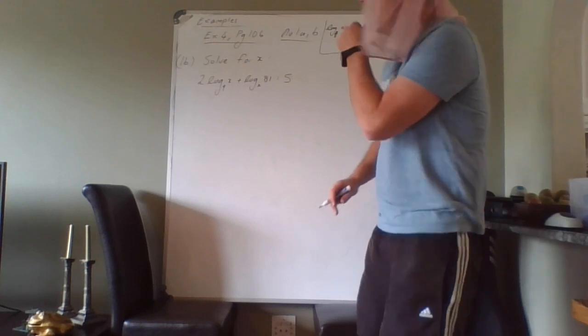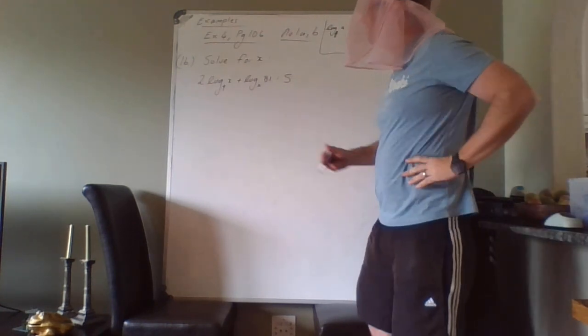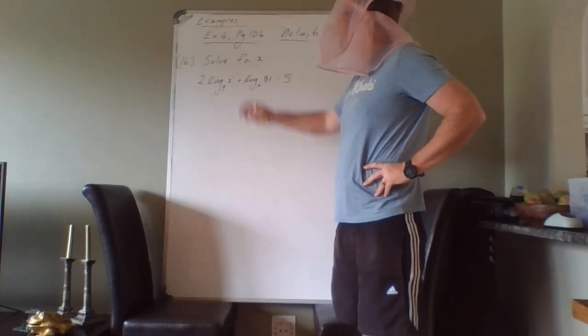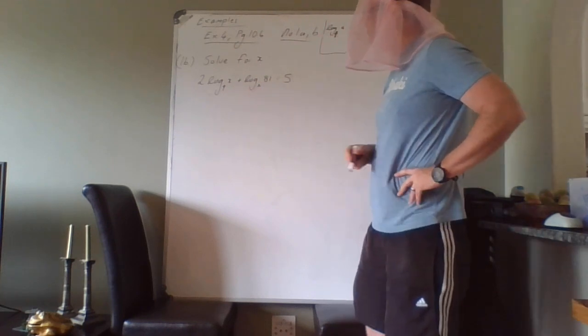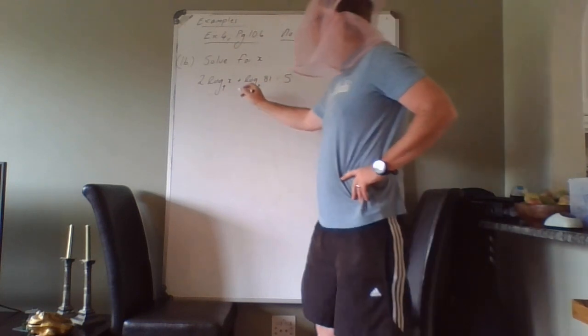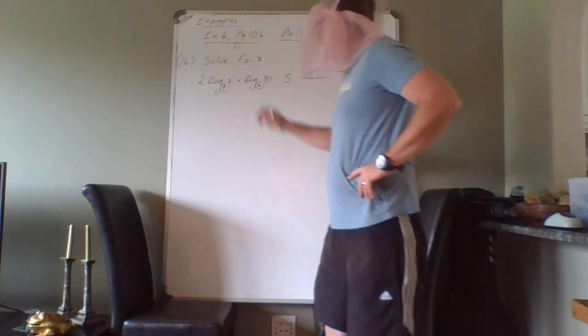Greetings and salutations. Right, last example, solve for x. It comes from 1b of exercise 4, page 106. 2 log x base 9 plus log 81x is equal to 5. Well, we've got a problem because your bases aren't the same.